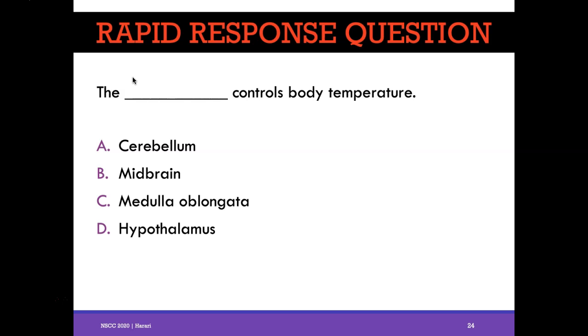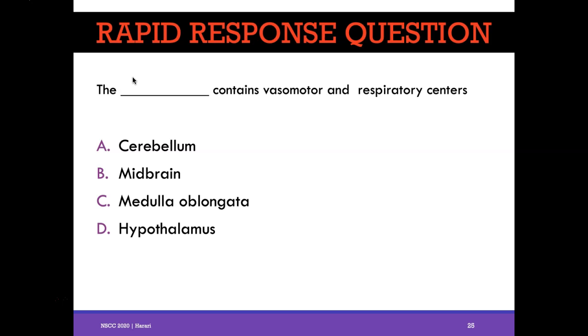So pause here. The answer is D, the hypothalamus. What contains the vasomotor and respiratory centers? So pause here. The answer is C, the medulla oblongata.